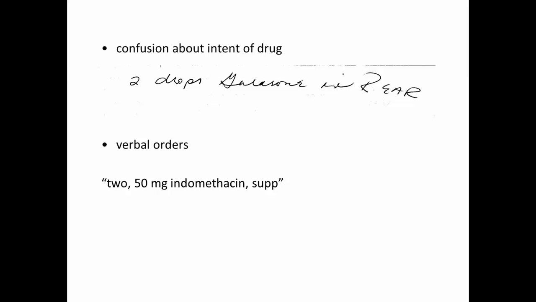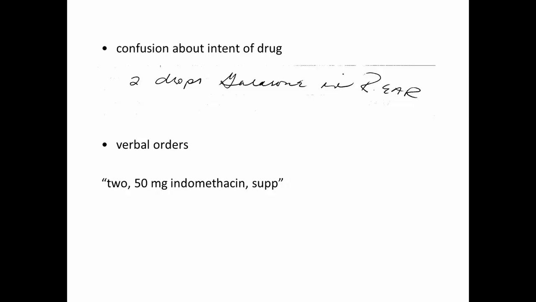Sometimes the intent of the drug or the route of the drug is mistaken, and I think we talked about this. This was not a fatal event, although it didn't help their ear infection. This says 2 drops Garrisone in our ear, so right ear. Of course, that's not the right abbreviation for right ear, and so it was confused as to how that drug was supposed to be administered, so they ended up giving drops rectally, so in the rear.